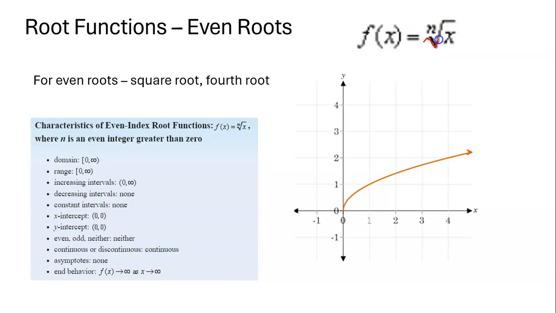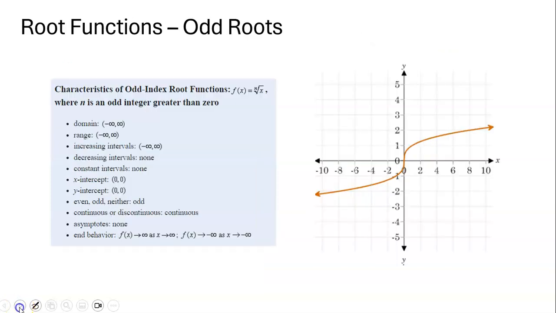Root functions are just like when you take a square root or a cube root. And again, we have a different graph for even roots. So square root or a fourth root or something gross like that. So for even roots, the graph is going to look like this: domain and range, and increasing, decreasing, constant, x, y. Even, odd, it's neither because it's not symmetric, continuous, asymptotes, etc. So I'm not going to read through those because you can read them.